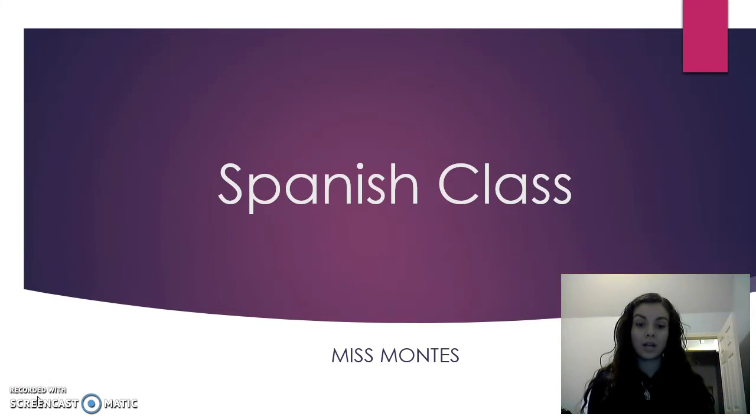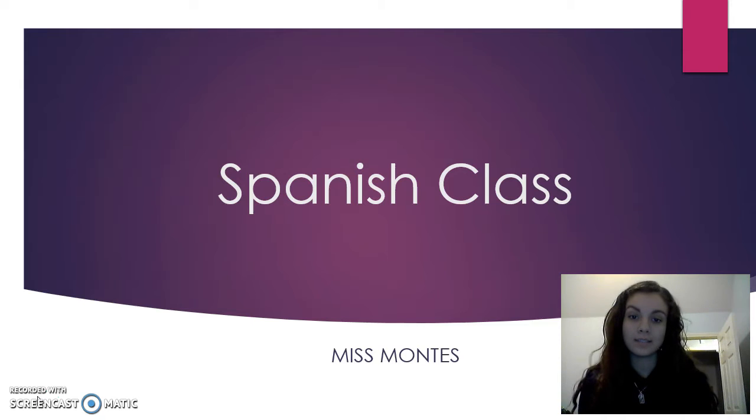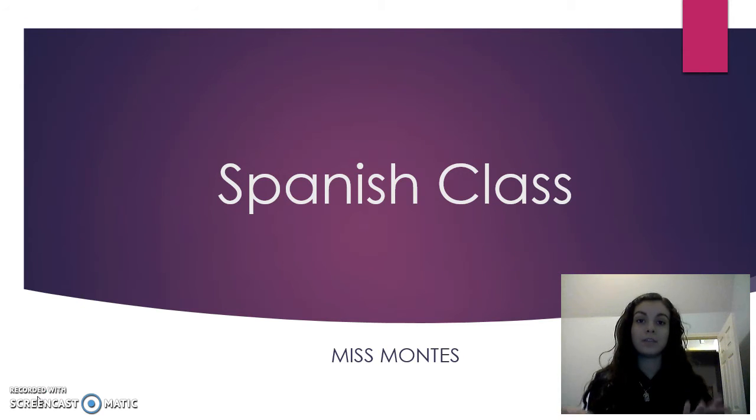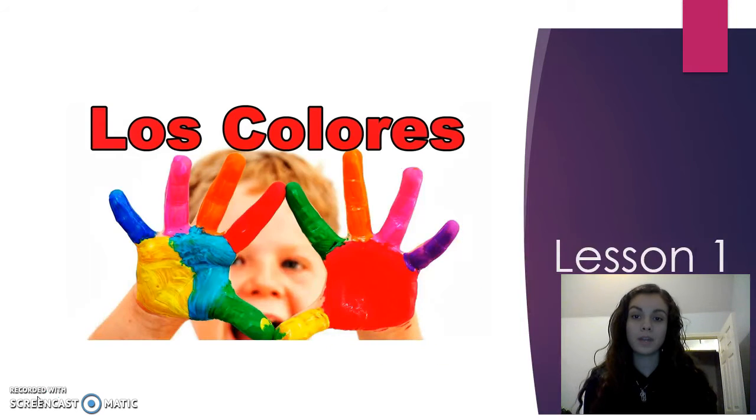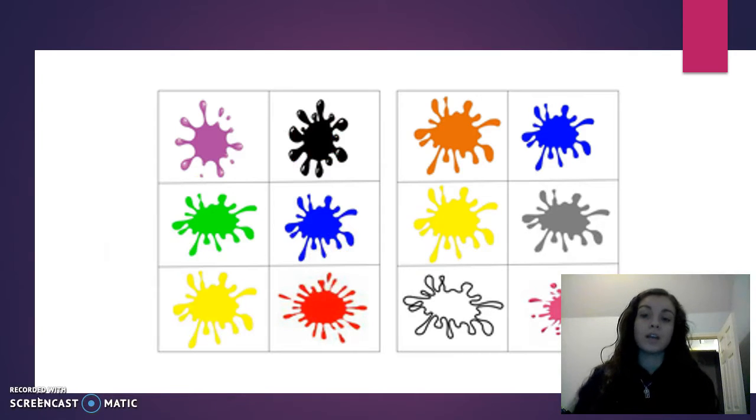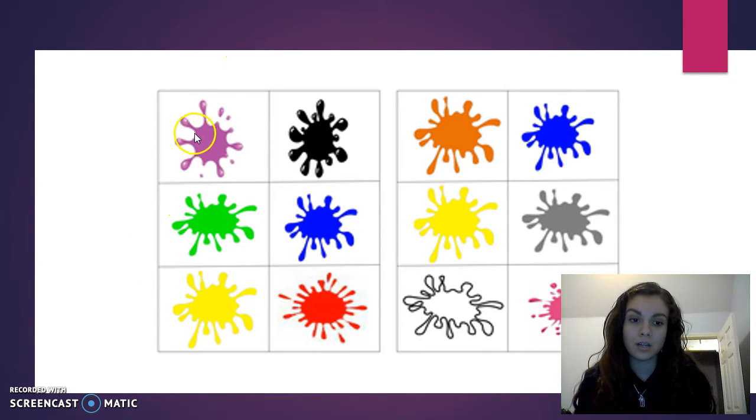Okay, today we're gonna cover 3 lessons. We're gonna learn 3 different types of vocabulary. So we're gonna start with the colors. Okay, so the color, this one right here, is the color purple. In Spanish is morado.